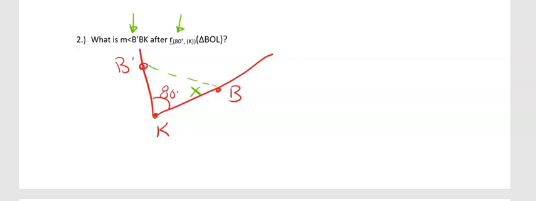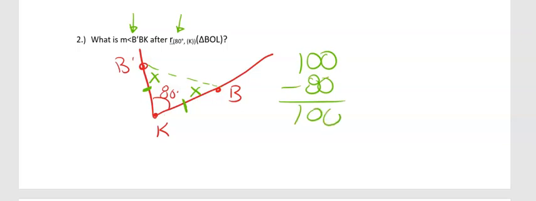Does anybody have any ideas about how we could figure out what X is? First off, what do we know about K to B versus K to B prime? They're the same. So if those are the same, then what else is the same? The base angle. So if that's X, then this is X. There's 100 degrees altogether. We subtract the 80 that they've already counted for. You have 100. Then how much is going to be in each one of those angles right there? What's that? 50 degrees.